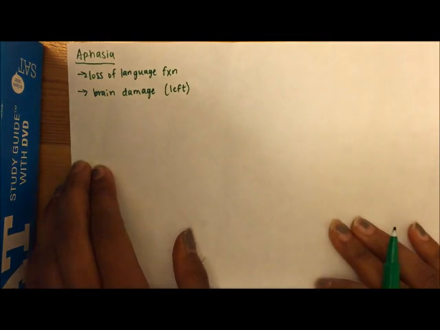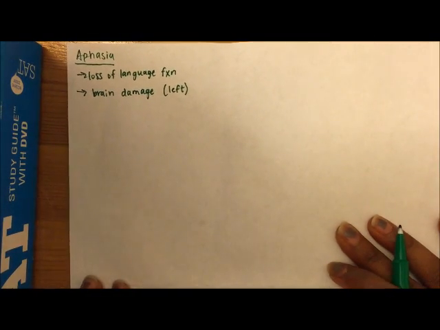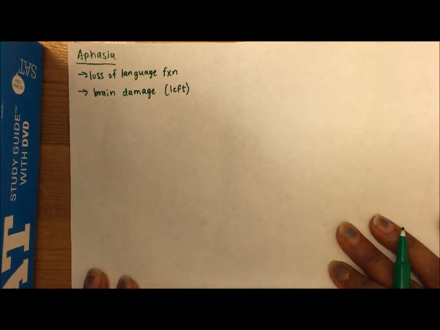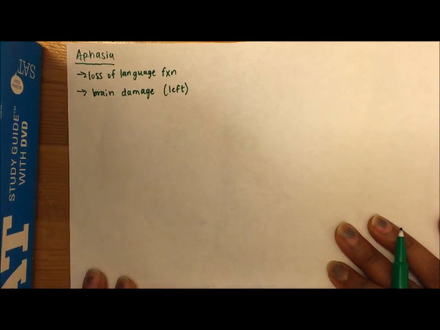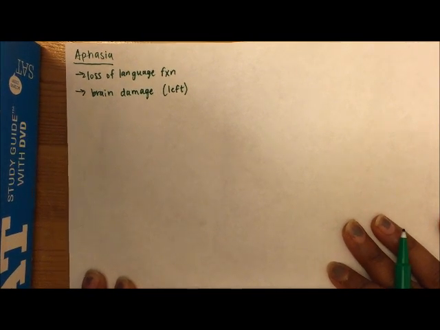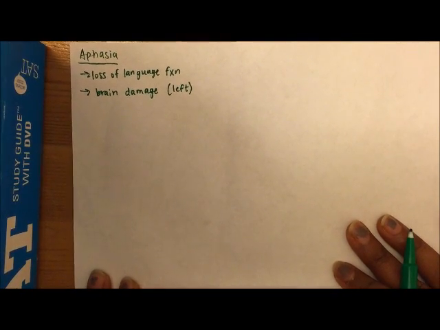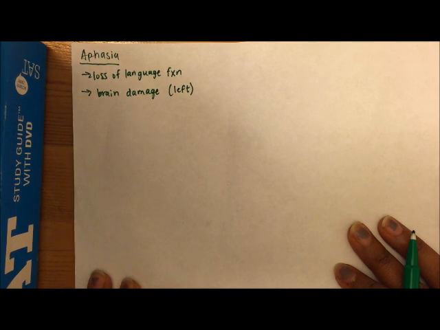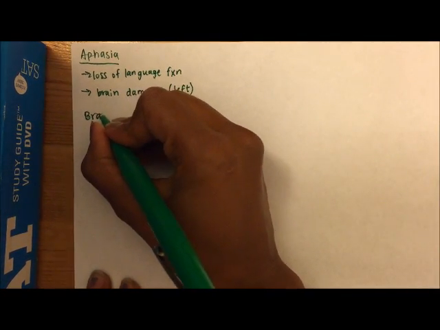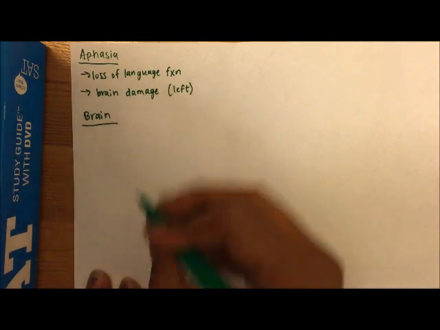And why is that? It's because if these people are losing language function, then it just so happens that for the majority of folks, the language control centers are predominantly on the left side of the brain. So before we delve into the different kinds of aphasias, we first have to look at the anatomy of the brain itself.